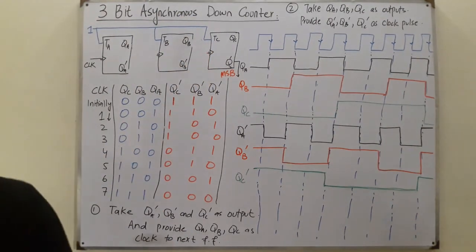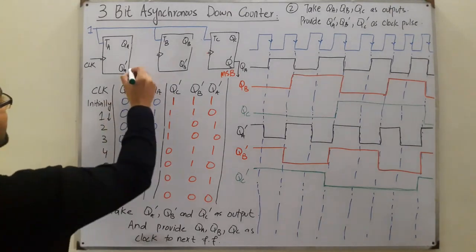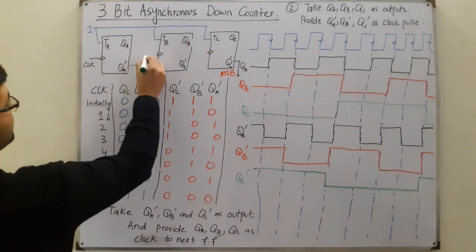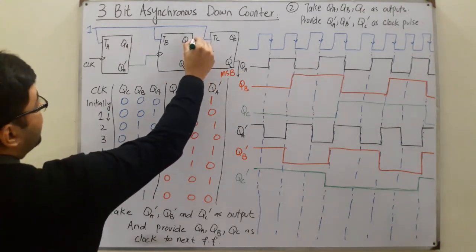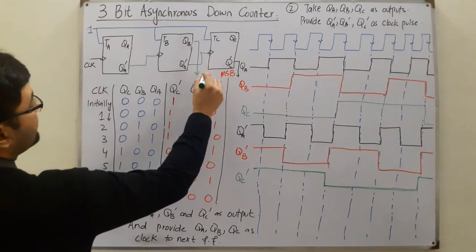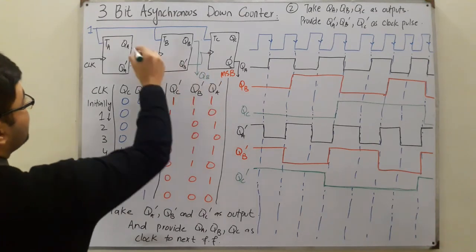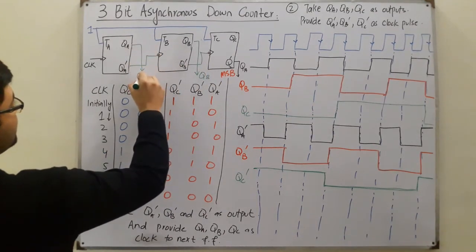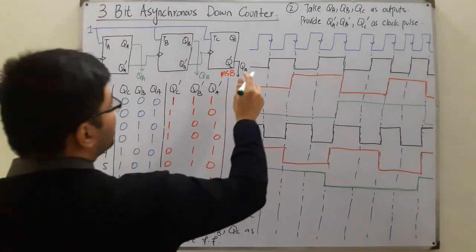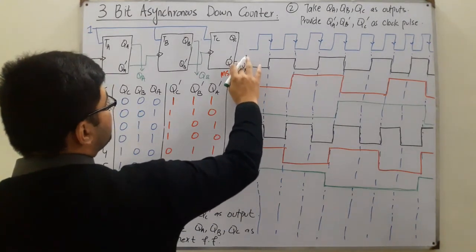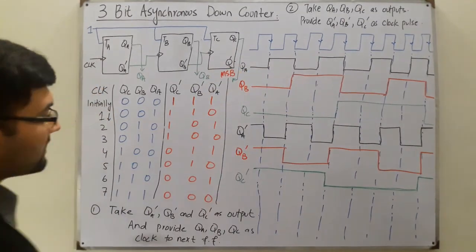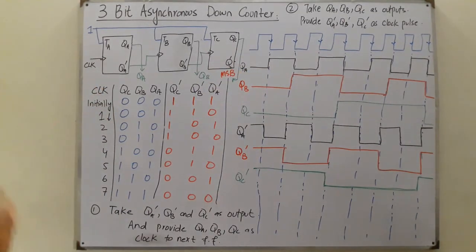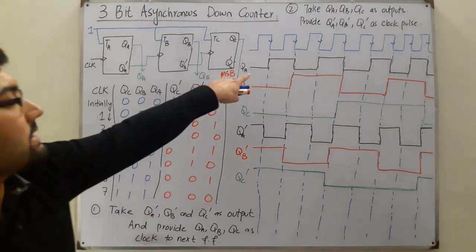And I will draw a new one for you. Now this QA complement is given as the clock pulse. QB complement is given as the clock pulse. And these are your outputs, sorry. QB is the output. QA is the output. That is your least significant bit. And QC is the output now, which is the most significant bit.